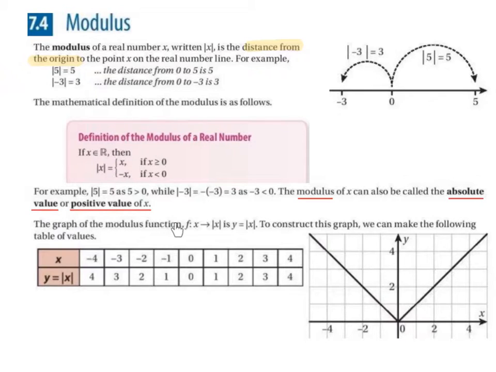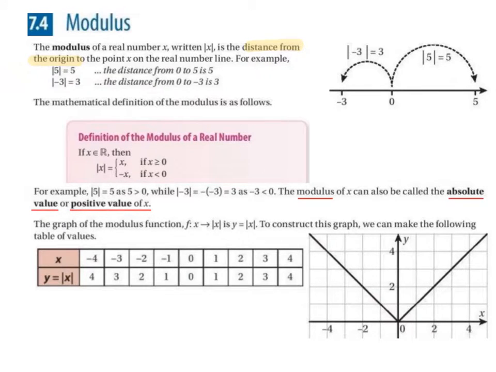The graph of the modulus function f of x maps to the modulus of x is y equals the modulus of x. To construct this graph, we can make the following table of values. So minus 4 made positive is just 4, minus 3 made positive is just 3, minus 2 made positive is 2, minus 1 made positive is 1, 0 stays as 0, 1 is already positive, stays as 1, 2 stays as 2, 3 stays as 3, 4 stays as 4.